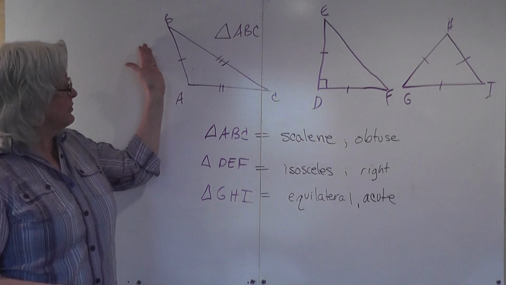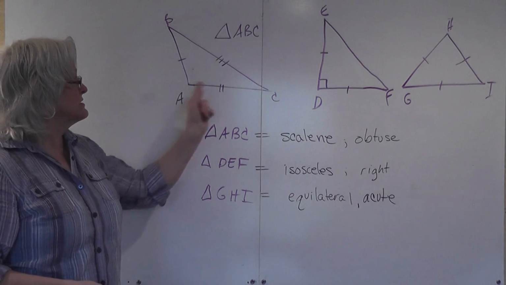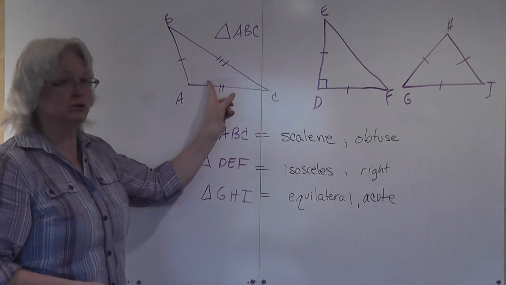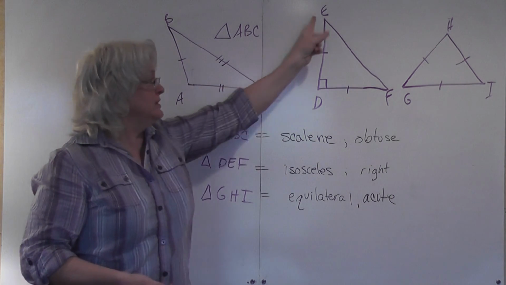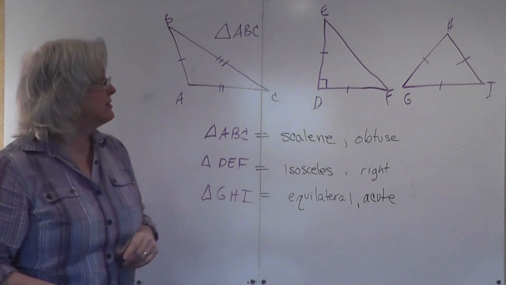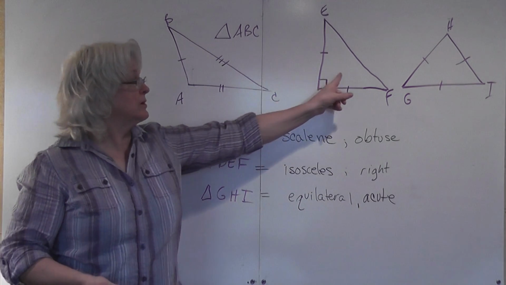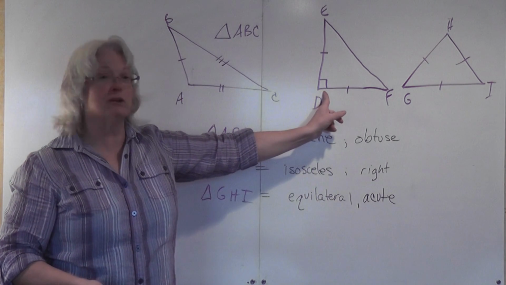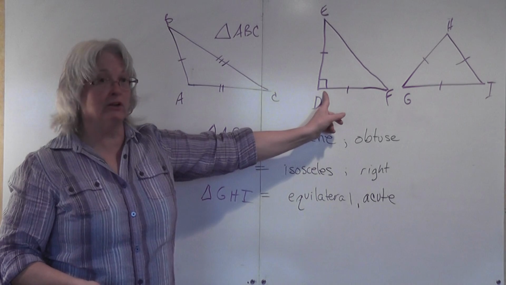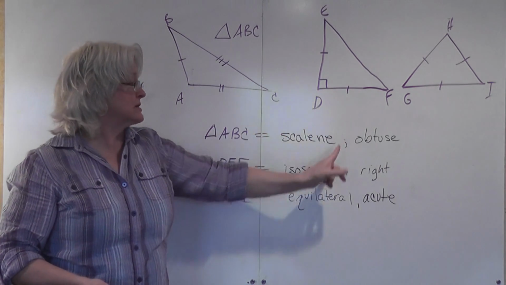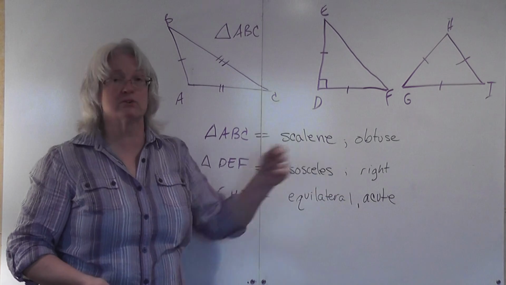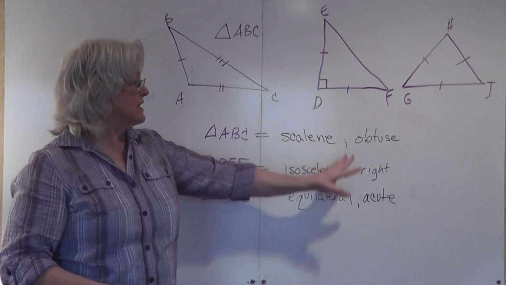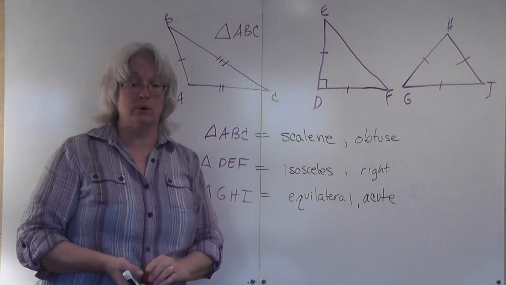However, our first triangle here, triangle ABC, it's scalene because none of the sides are the same. It's obtuse because it has a large angle in it. Triangle DEF is a right isosceles triangle because we have our corner here, our square corner illustrated, shown to us to be a 90-degree angle. 2 sides are the same, so it's isosceles and it's a right triangle. Finally, we have an acute equilateral triangle because the sides and the angles are equal.